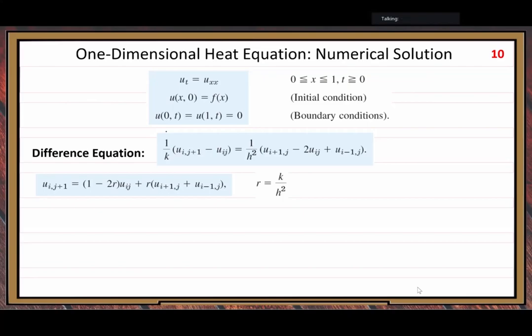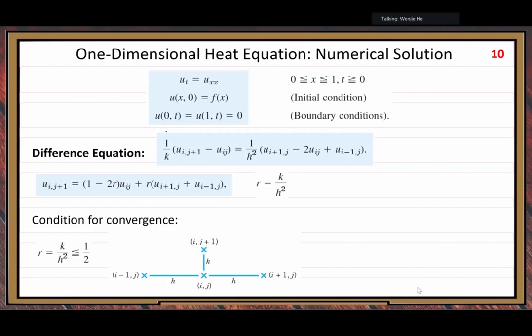Then people study that little r related to the convergence question: if the solution calculated in this way would converge to the real solution. So the condition for convergence is very simple. If this little r is less than or equal to 1/2, then it is guaranteed the solution is convergent. That's pretty good, people can control it easily. So 1/2.